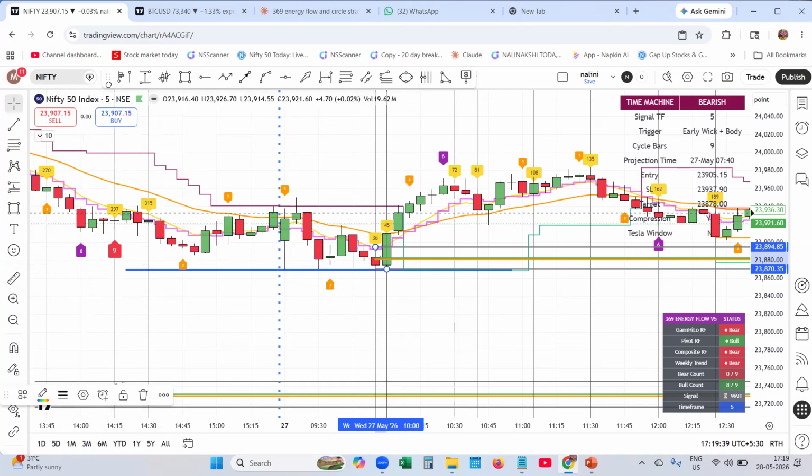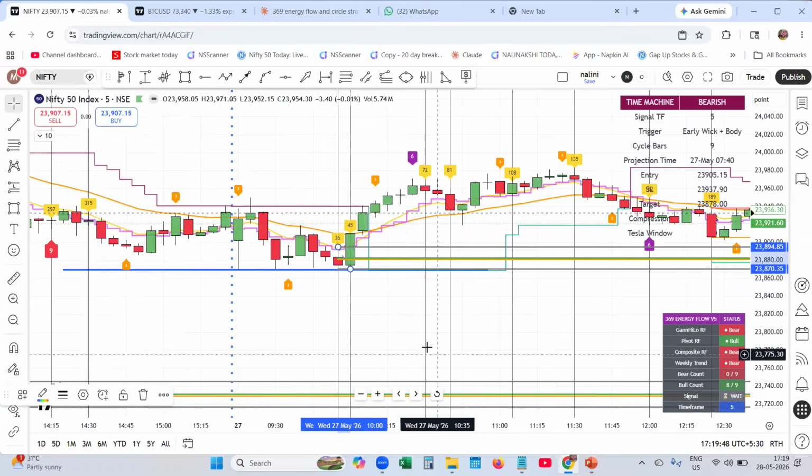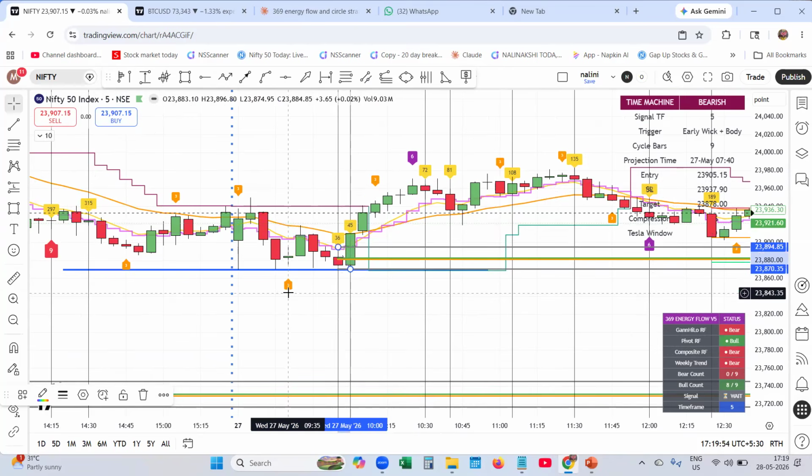It is interfering. See, the time slot is 10. This candle is giving 9:55, and then price started moving. Can you see the energy flow? From 3 to 3, it should have increased to 6. Instead of that, I'm getting 3 to 3. From 3 to 3, and next I'm getting 6.